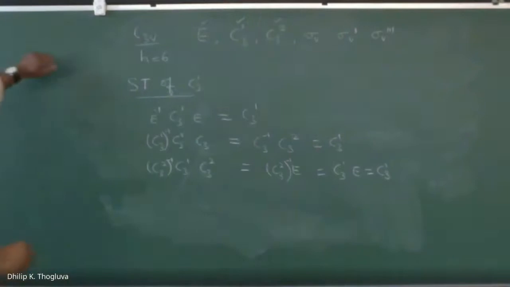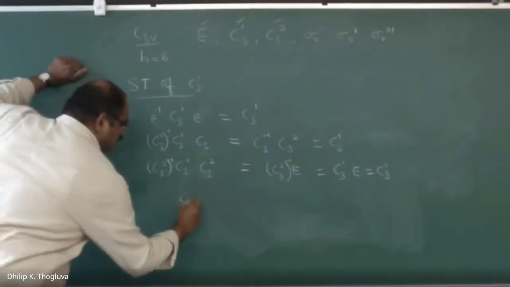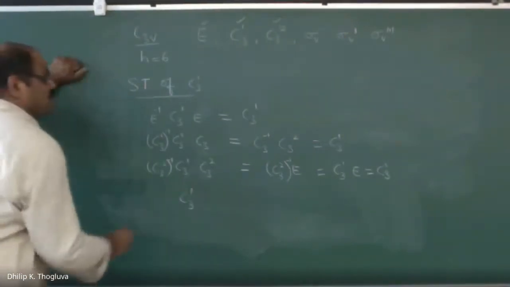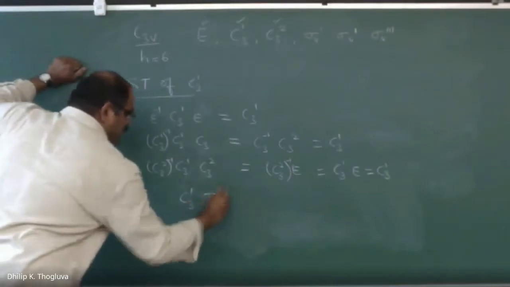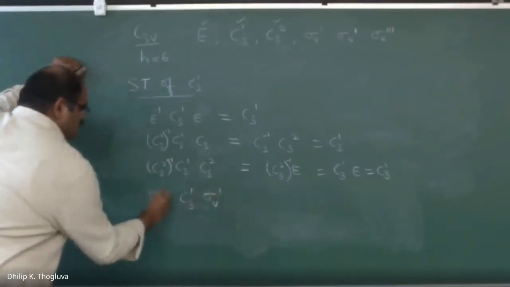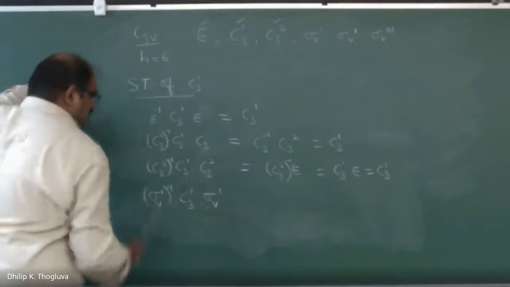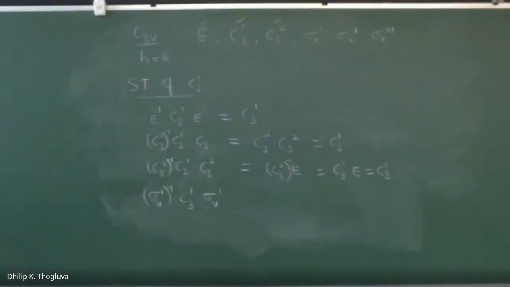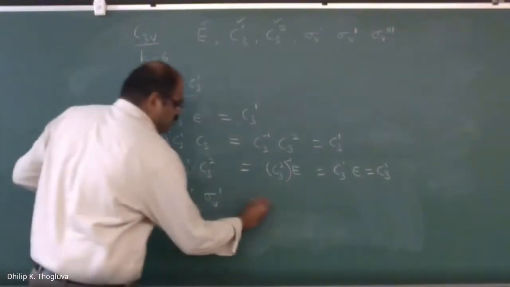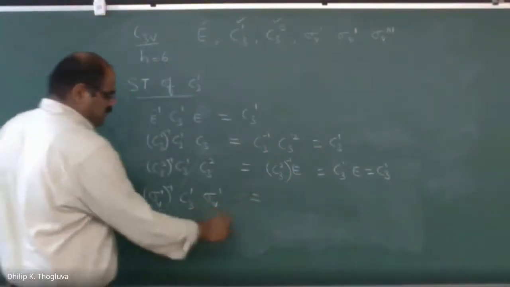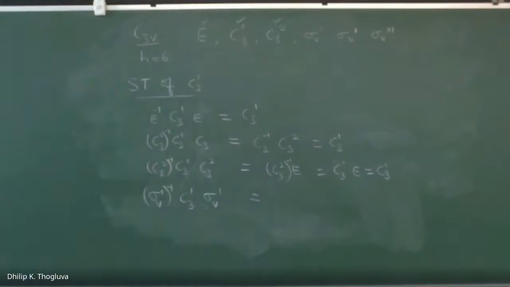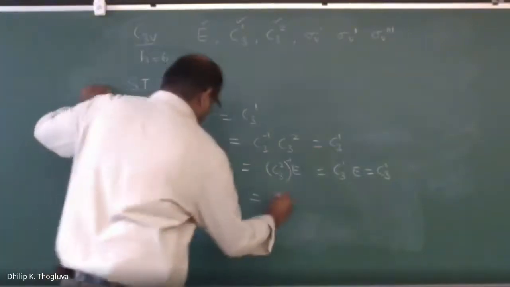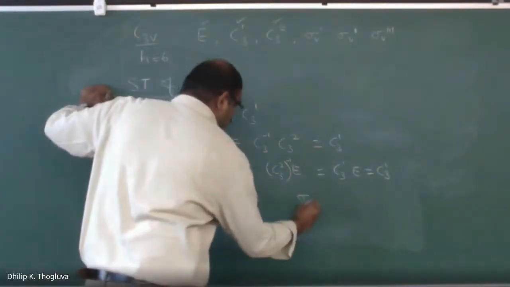Now let's do σv'. So we have to find the similarity transformation of C3¹ with respect to σv', and this is σv' inverse. So σv' inverse is the same as σv'. So let's do that later. So the right-hand side you have to evaluate. So C3¹ and σv is what? This will be σv.